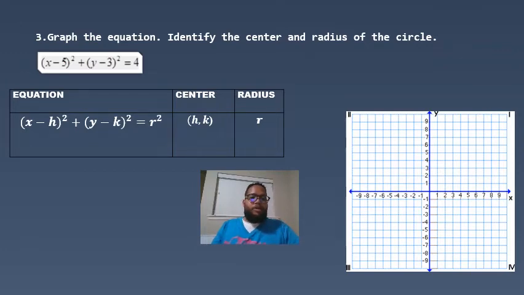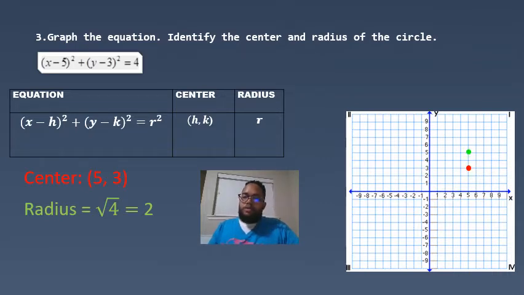So what does that do for our center? Our center is at 5, 3. Let's graph it. Our radius is the square root of 4, which is 2. So from the center, we're going to go up 2, down 2, left 2, and right 2. All we have to do is connect the dots, and we are done.